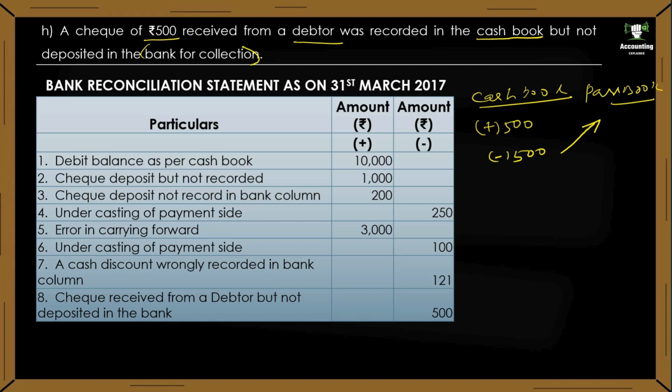See the point number 8 in the BRS solution. Check received from a debtor but not deposited in the bank has been taken to the minus column of the BRS, 500.